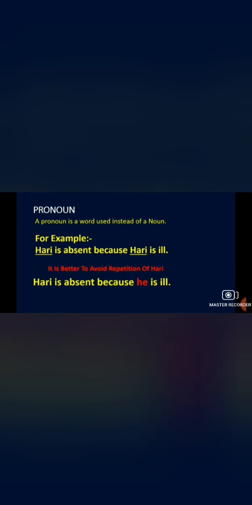For example, Hari is absent because Hari is ill. Now Hari is the name of the person and we have used Hari two times here. That is wrong. Why? Because this is a repetition of noun and this is avoided in English grammar. So it is better to avoid repetition and we'll say, Hari is absent because he is ill. Now the word he is used to replace the noun Hari. That's why the word he is called pronoun, because it is replacing the word Hari.